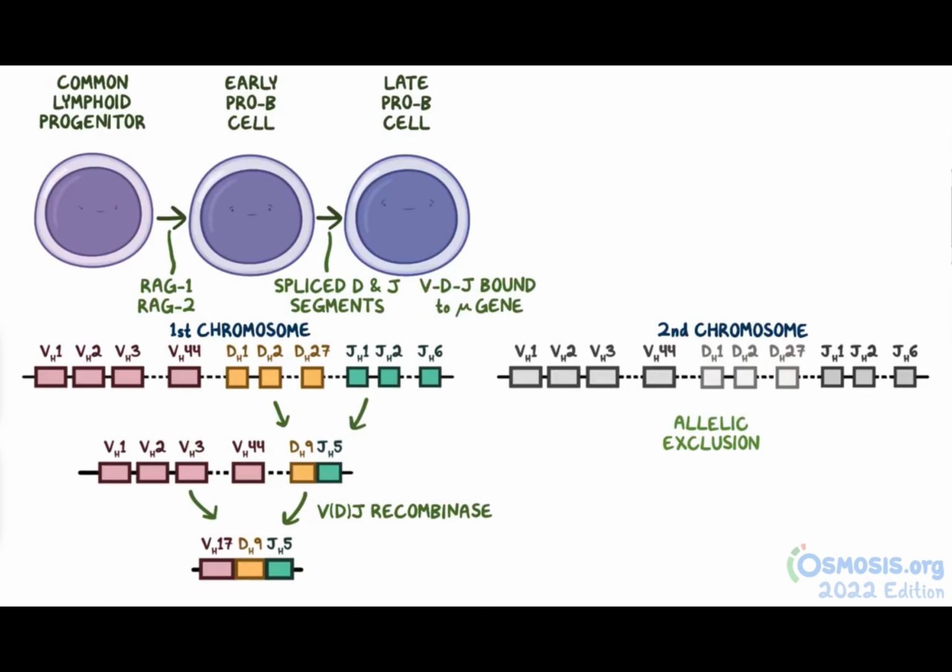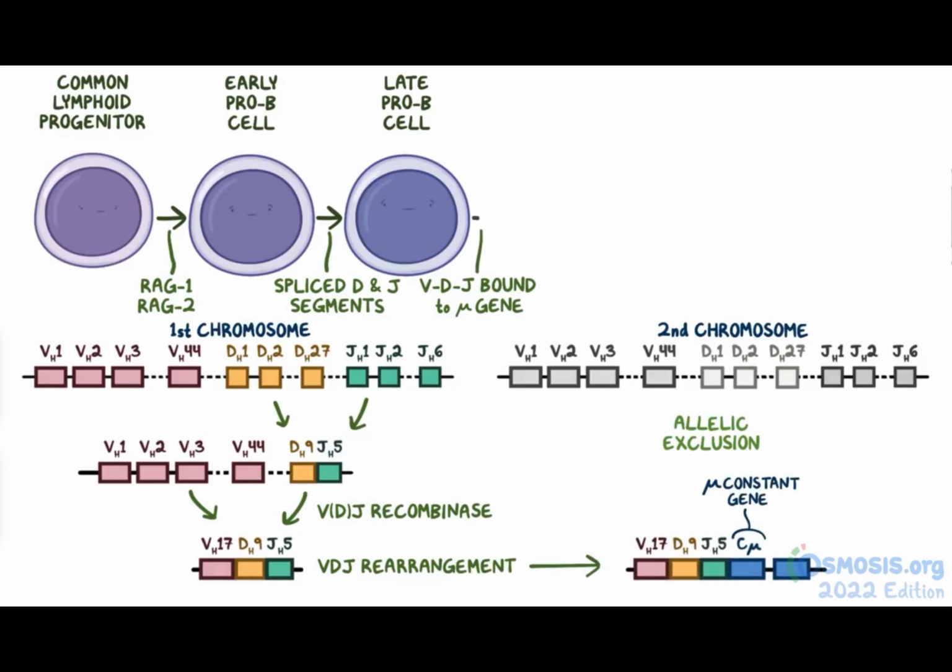The mu gene codes for the protein that makes the IgM constant region and is the first of the different types of antibody constant regions that are expressed on B cells. Once a cell has successfully completed VDJ rearrangement on the heavy chains and bound it to the mu constant gene, it's considered a large pre-B cell.